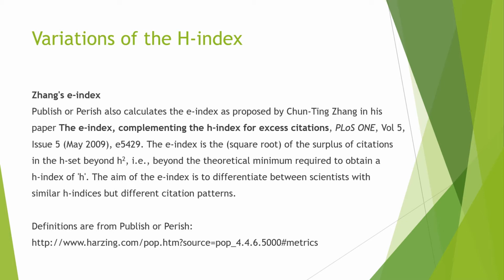Well, there are some problems with the H-index. So what happened is a lot of other variations of the H-index came along, and I'm just going to go over some of these. I really don't intend for you to memorize them. I just want you to be aware that they exist. I've taught workshops on this, yet every time I teach the workshop, I have to remind myself of the definitions of each one of these. The Zhang one is called the E-index. The whole purpose of this one was to differentiate between scientists with similar H-indices but with different citation patterns.